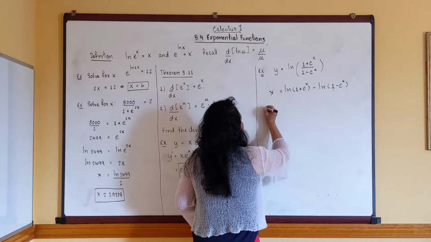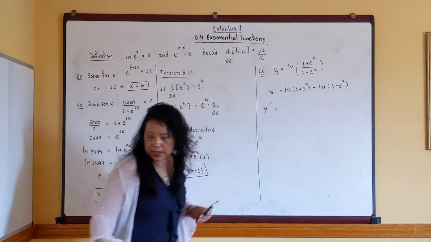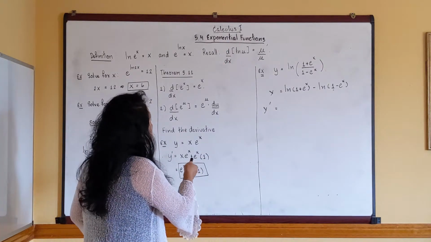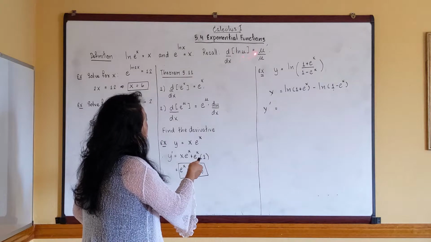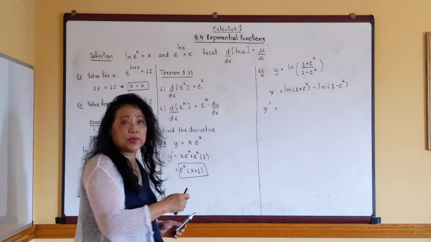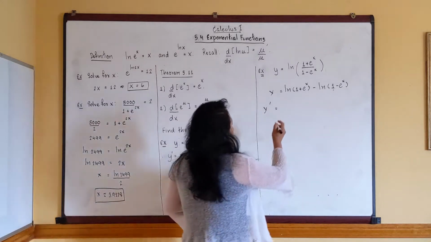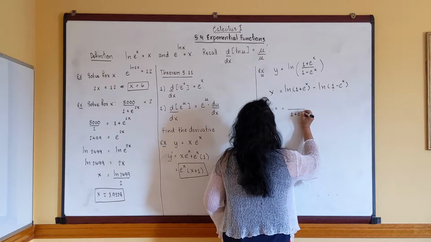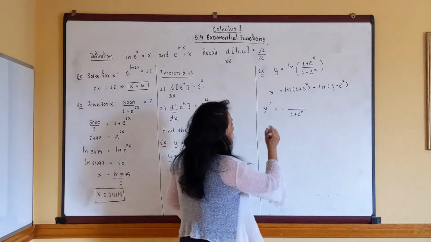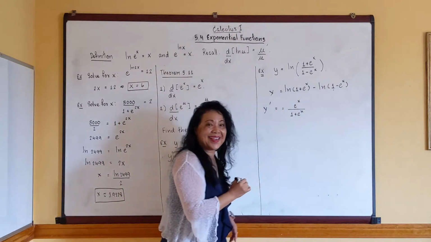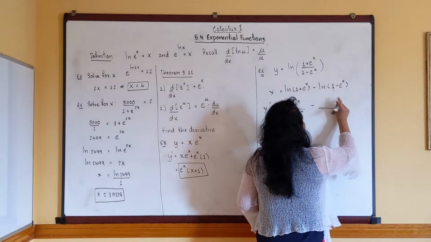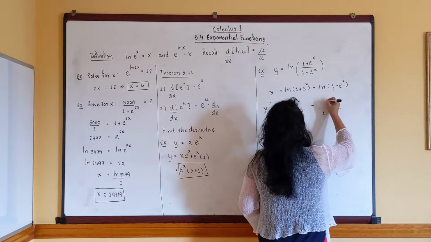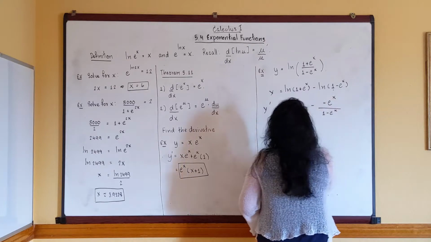This is still my y, so my y prime. And then from here, I'm going to use the definition from the previous section. If you take the derivative of ln of u, you will have u prime, the derivative of u, over u. So for the first term, think of this whole thing as u. So I have 1 plus e to the x, and the derivative of e to the x is just e to the x. The second term, I'm going to have minus, and think of this as u. So I'm going to have 1 minus e to the x. The derivative of this will be minus e to the x.